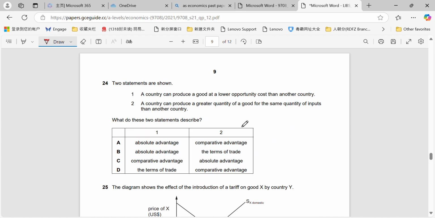Two statements. Country can produce a good, lower opportunity cost. That is comparative advantage. Just simple definition. Remember, comparative advantage, lower opportunity cost. Country can produce a greater quantity of a good. That is absolute advantage. Again, just no other explanation necessary except that it's just a definition you have to learn. So that would give us C as the correct answer there.